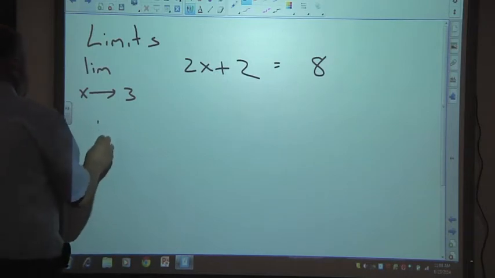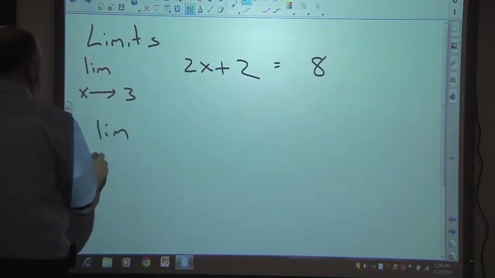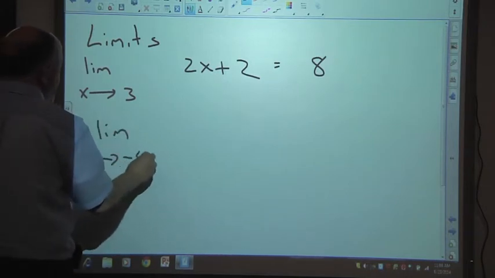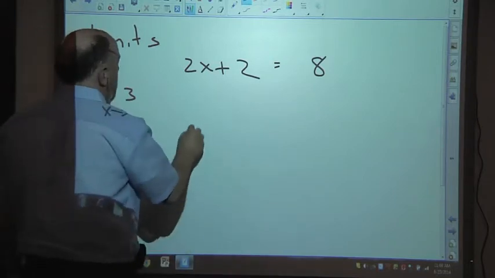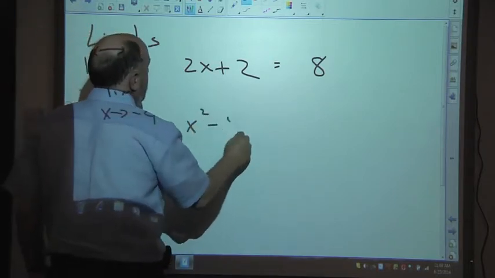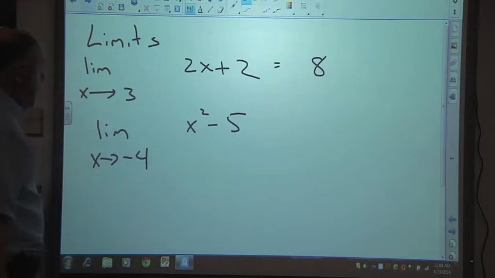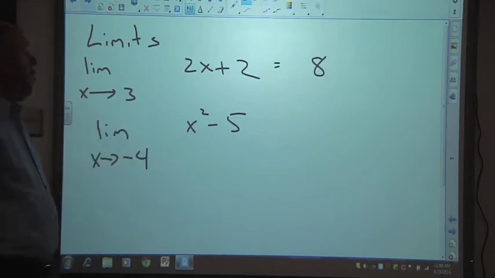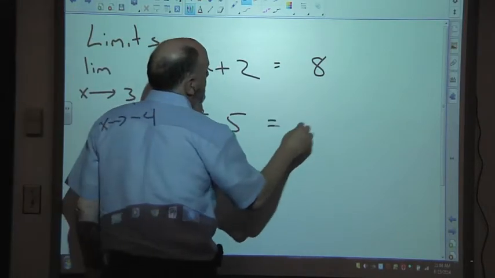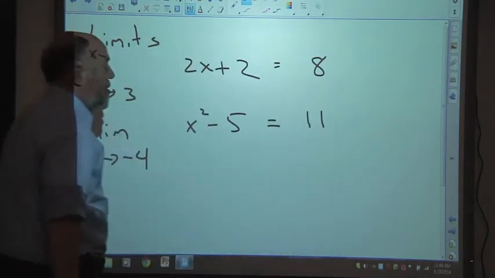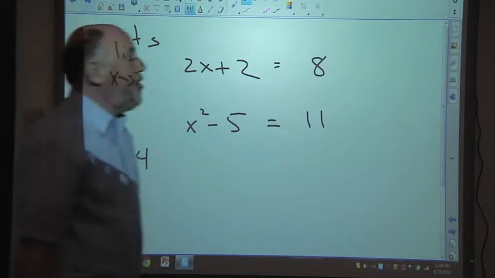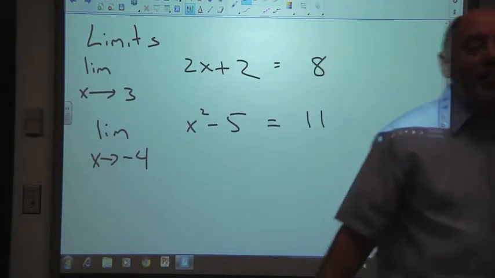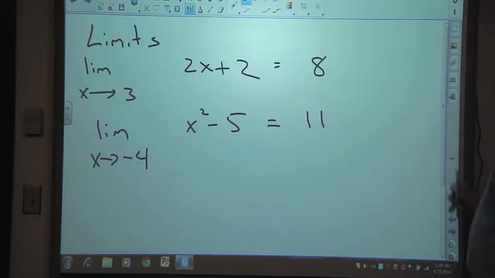If I have one like this, what is the limit as x approaches -4 of x squared minus 5? Again, I can take the number and just plug it in. So -4 squared is 16, minus 5. This will give me 11. So you can just take the number, plug it directly in, and see what you get.